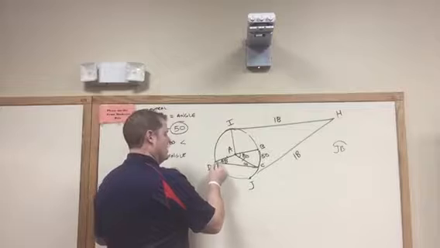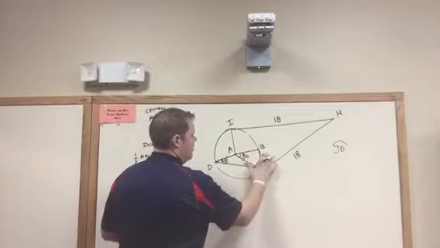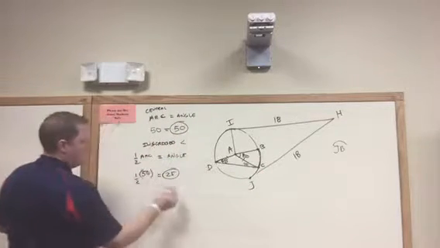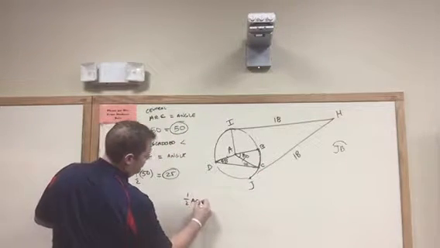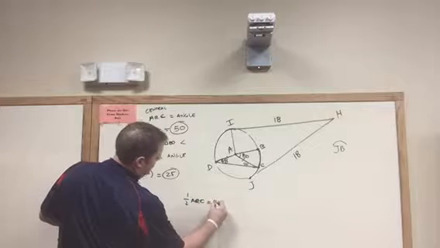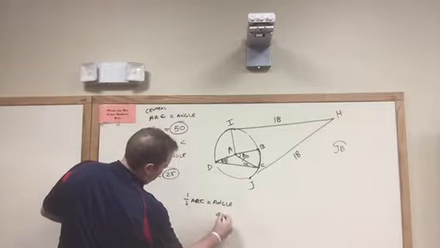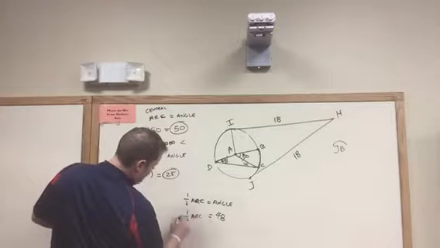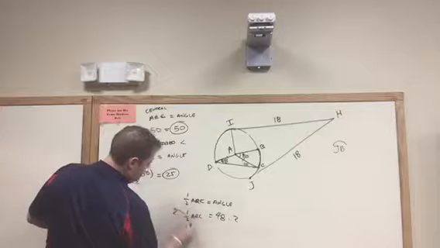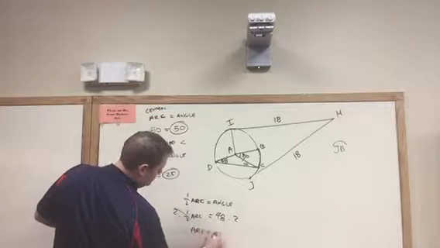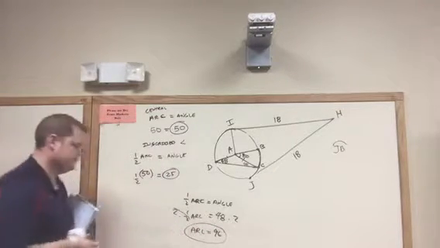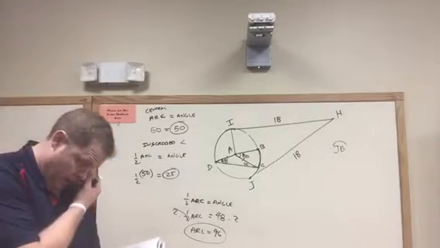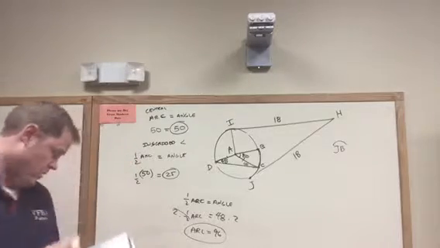So if this angle is 48, class, what would be this arc? Well, according to our thing, 1/2 arc equals angle. Angle's 48. So 1/2 arc times 2 times 2. Arc equals 96. Does that make sense? So that's number 21. So that was number 17 through 21.